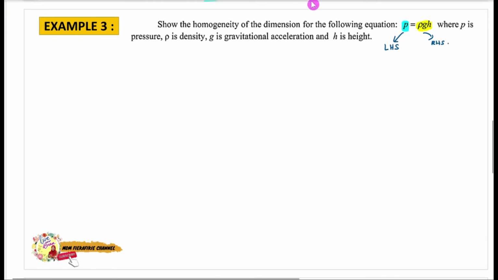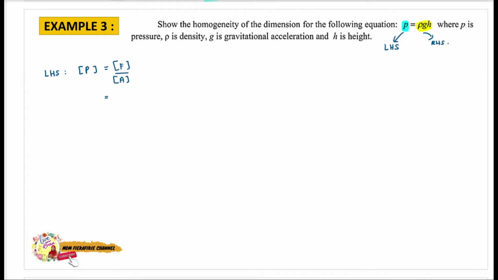If the dimension of left hand side is equal to the dimension of right hand side, that means the equation is homogeneous, or we say it is dimensionally correct. So the first step, look at the left hand side. Here we have pressure. What is the dimension for pressure? Like question number 2 earlier, the equation is F over A, so dimension F over A.